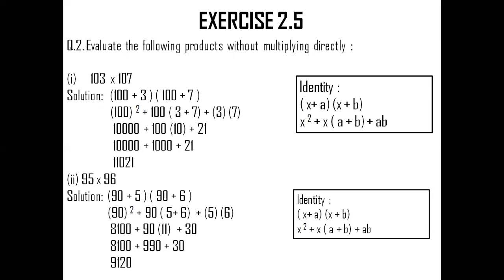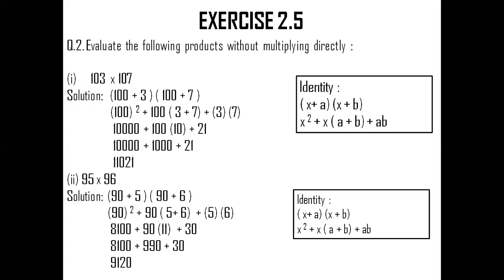Now, once I rewrite the question in this format, that is 100 plus 3 into 100 plus 7, you'll realize that the first term in both the brackets is the same, but the second term is different. So, which identity shall come into play? Yes, (x plus a) into (x plus b) is equal to x square plus x into (a plus b) plus ab. And then all that I did is replace the value of x by 100, replace the value of a by 3, and replace the value of b by 7.